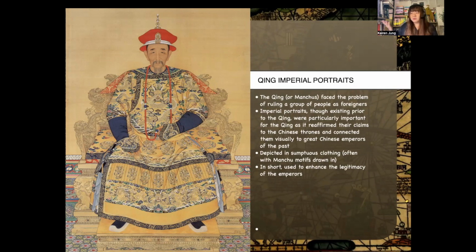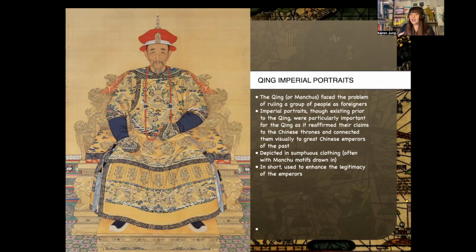Maybe you commune with the spirits of your ancestors, but that's about it, right? And so the Qing used this, depicting their imperial portraits. Although these imperial portraits did exist before the Qing refined this genre, they took it and ran with it.